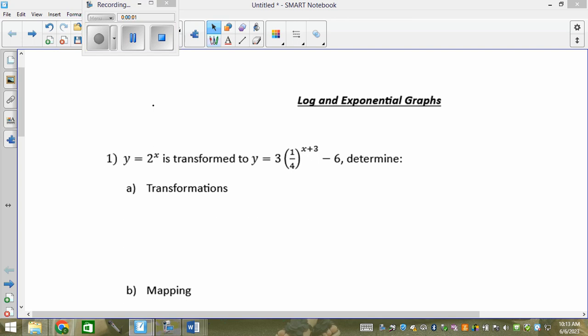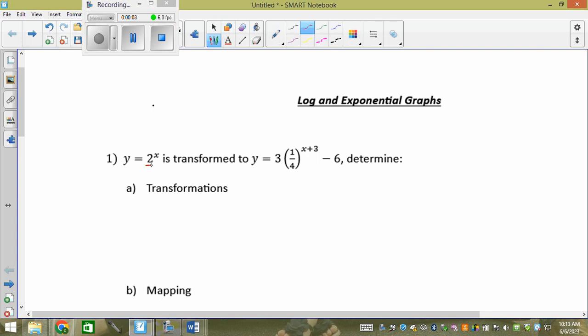So this is a base 2. How do I make this a base 2? 1 over 4 is 2 to the negative what? 2 to the negative 2. You have to make it be a base 2.